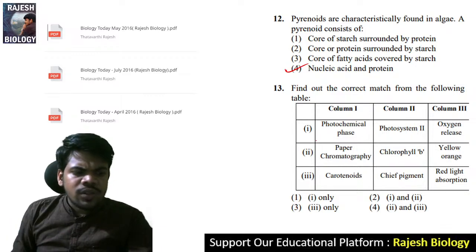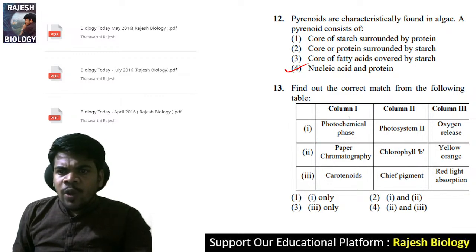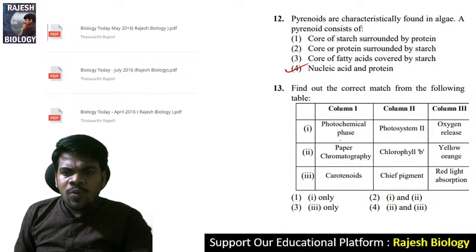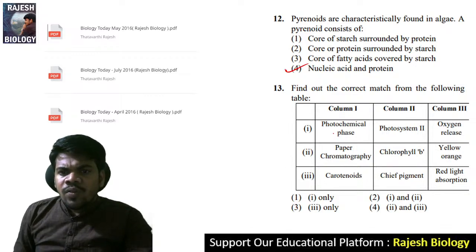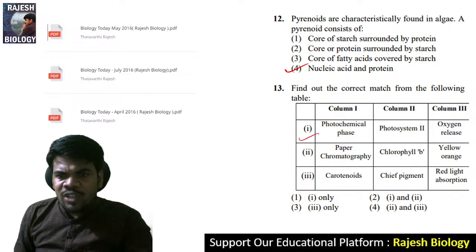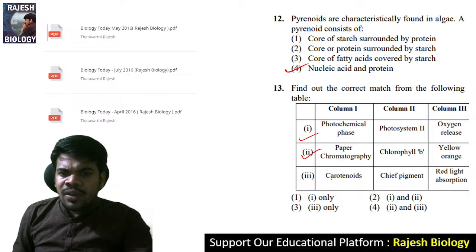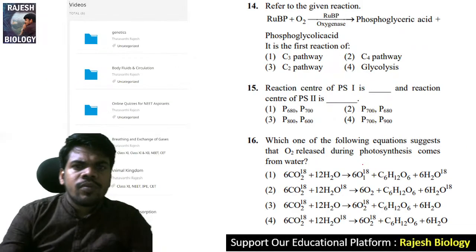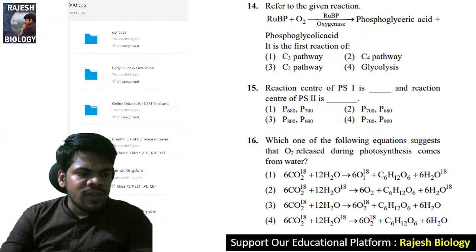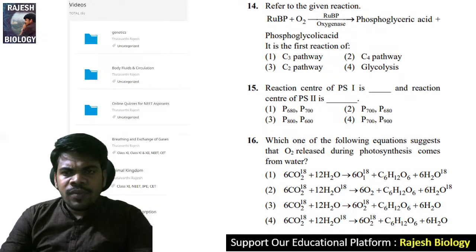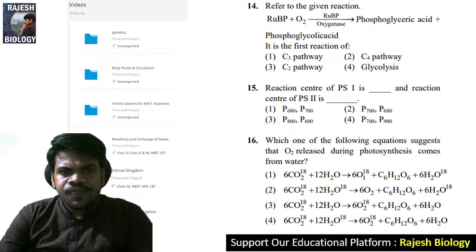Next, find out the correct match from the following table. If you observe this table, what is the correct match? Photochemical phase, photosystem 2, oxygen release. It is the correct match. And paper chromatography, chlorophyll B, yellow orange. That is also correct. But carotenoids, chief pigment, red light absorption, this is wrong. So the right answer is 2. So these are the questions 14, 15, 16 from the photosynthesis and plant growth and development chapters.